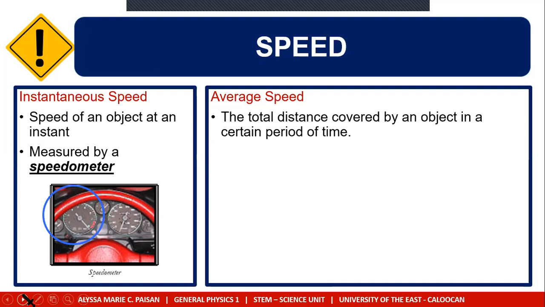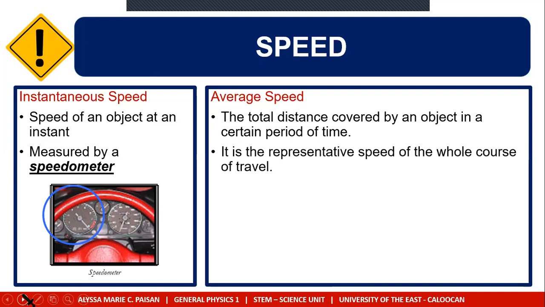In average speed, we consider the whole travel already. So instead of determining the speed at specific points in time, here you look at the beginning of the travel and then the end of the travel. You get the total distance covered and then the total time of travel, not just 1 point in time and not just one distance. It is the representative speed of the whole course of travel.